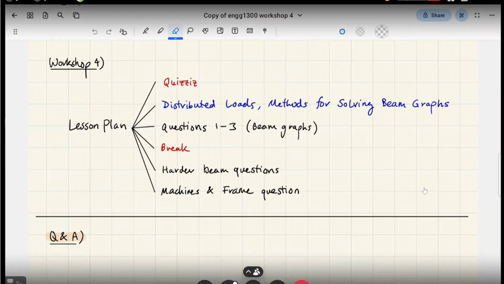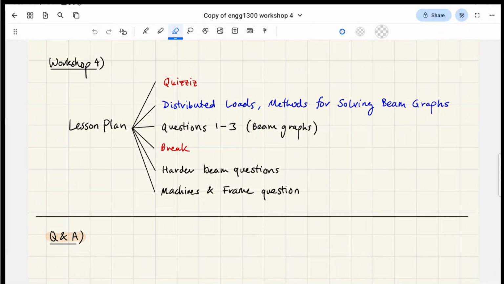All right, cool. But here's our lesson plan for today. I'm going to start with the quizzes this time, and then we'll talk about distributed loads, method for solving beam graphs. So that's your shear force diagram, axial force diagram, and bending moment diagram. I'll touch upon the axial force diagram briefly, but the main focus will be on shear force and bending moment diagrams.